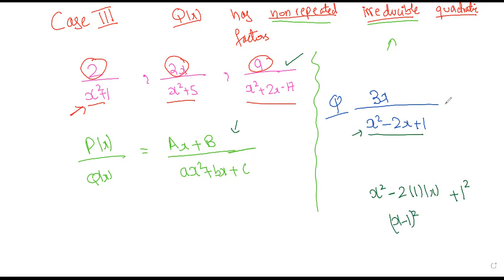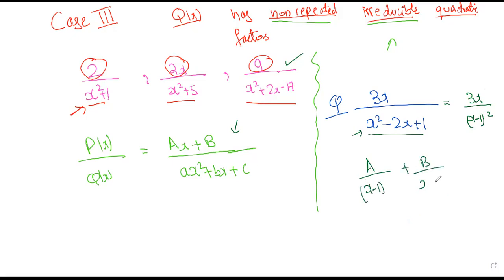So basically, I can rewrite it as 3x divided by x minus 1 whole square. And now when I know that it is not a non-repeated irreducible quadratic factor, in fact, it is a linear repeated factor. So it would be A over x minus 1 and then B over x minus 1 square, right? This is how we will break this down in the partial fractions. So Zahir, is this okay now? Yes, ma'am. Okay, very good.